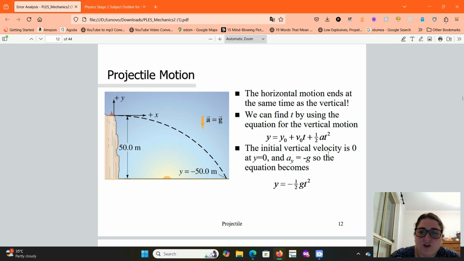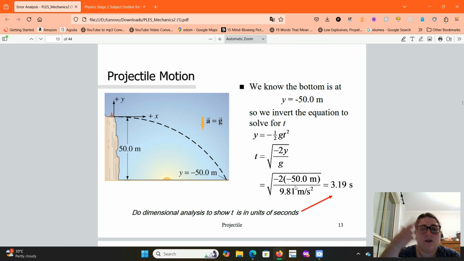The initial vertical velocity is 0 at y equals 0, and a of y is gravity. So the equation becomes y equals negative half g t squared. This term is 0, and this term is 0, so you're left with this. Because gravity is negative, we stick a minus sign there. We know at the bottom y is negative 50 meters, because you're going down 50 meters.